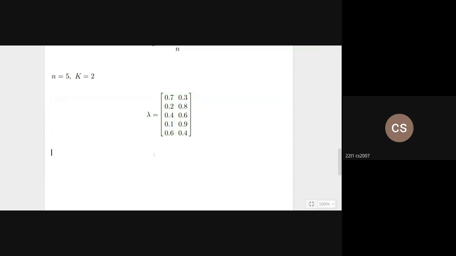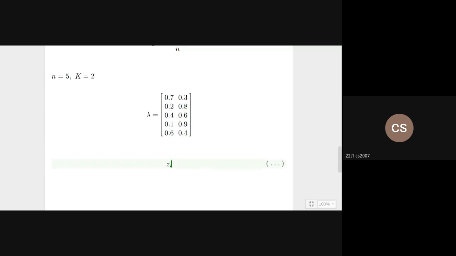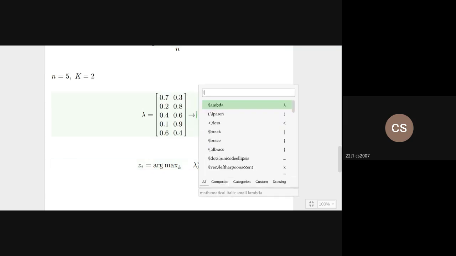When I do a hard clustering, there are different ways of doing it. One way is that the cluster indicator for the ith data point will be given by the argmax over the mixtures of lambda ik. What do we mean by that? For the ith data point, look at the probabilities across all mixtures and choose that mixture which has the maximum probability.